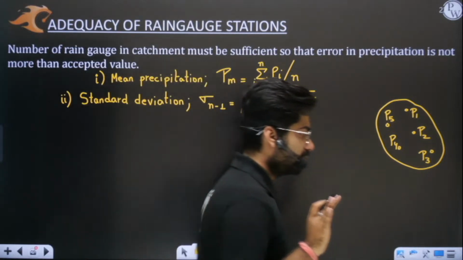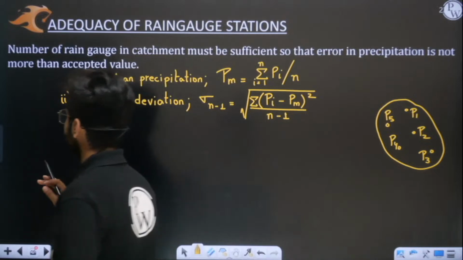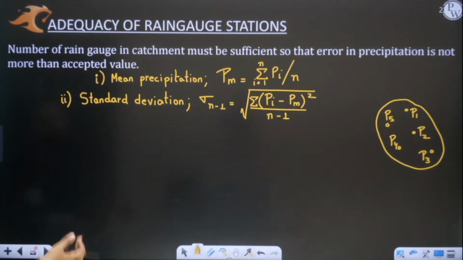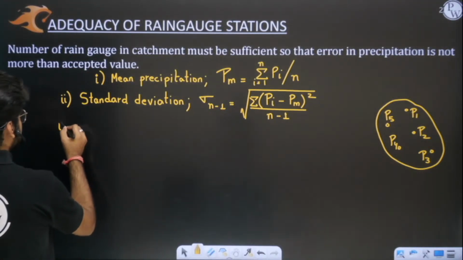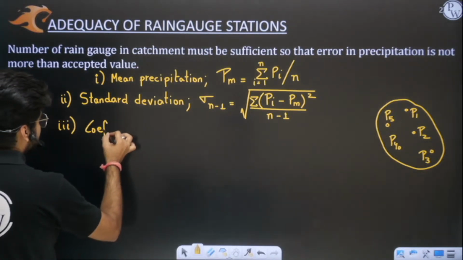Yes or no? I hope till here everything is clear to you. So this is the second step. Now what is the third step, sir? In the third step, we need to find the coefficient of variation.